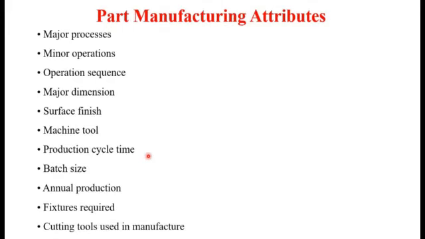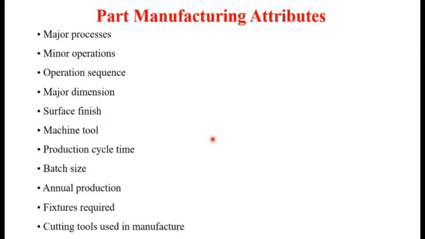Similarly, for part manufacturing attributes, there are the major and minor operations or processes required to produce that component. Based on this, manufacturing attributes are defined. Then the operation sequence is very important while identifying these part families. Then major dimensions, machine tool, production cycle time, batch size, annual production, fixtures required for holding this component, and cutting tools used in the manufacturing system.